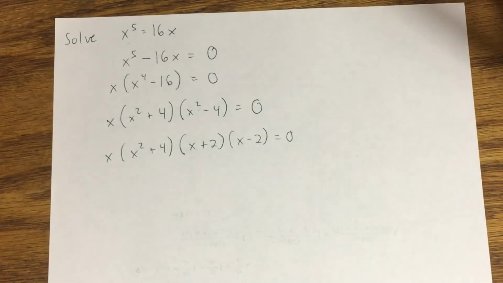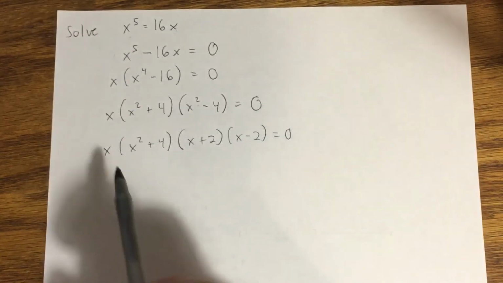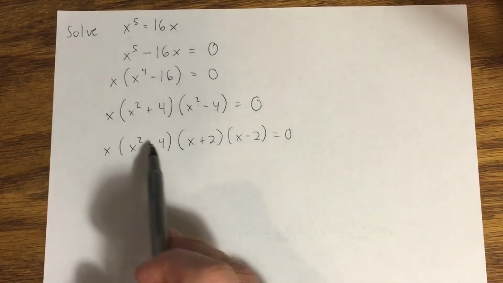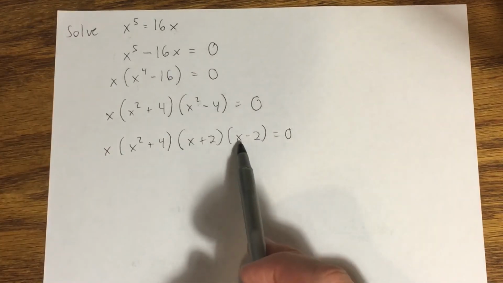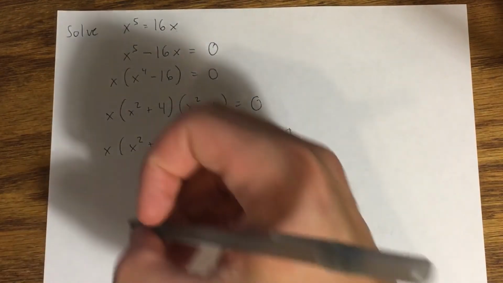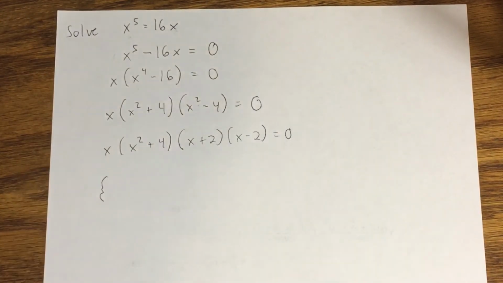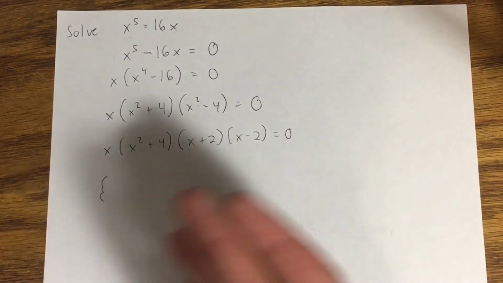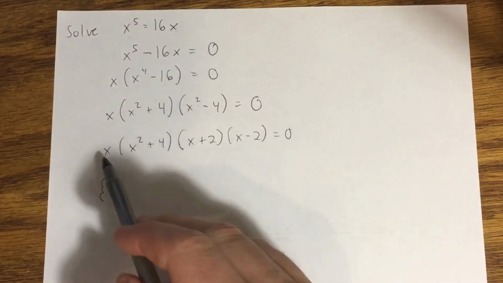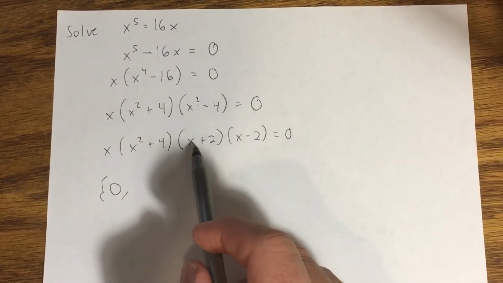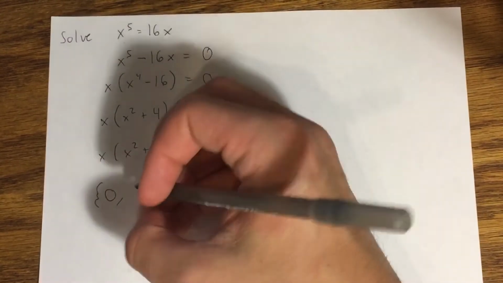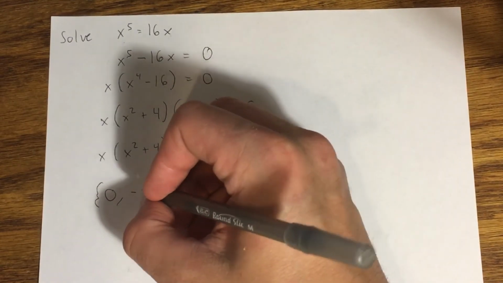And because there's several factors here, that's what I'm going to do. X, I would set that equal to 0. X squared plus 4, I would set that equal to 0. X plus 2, I would set that equal to 0. And x minus 2, I'd set that equal to 0. But it's a lot of work for something that's not very difficult to think through. If x is equal to 0, that means 0 is one of my solutions. I'm going to skip this guy for a second. X plus 2, if that's equal to 0, then x would have to equal negative 2.